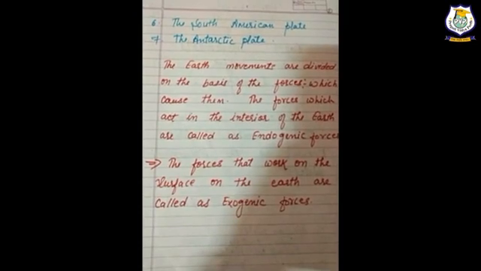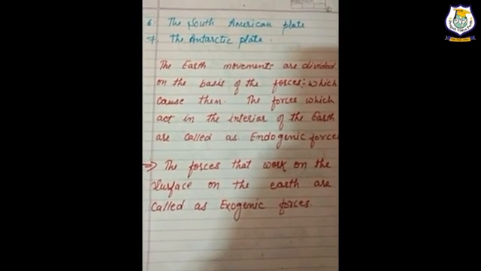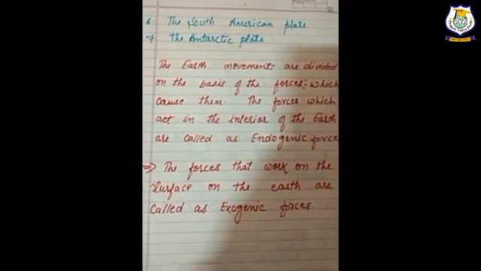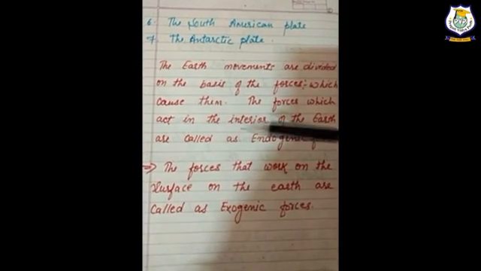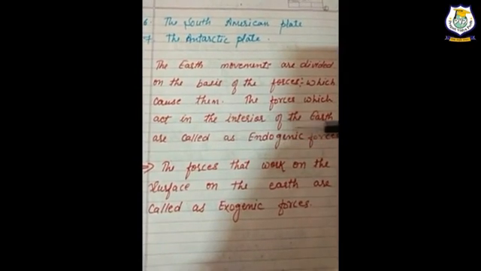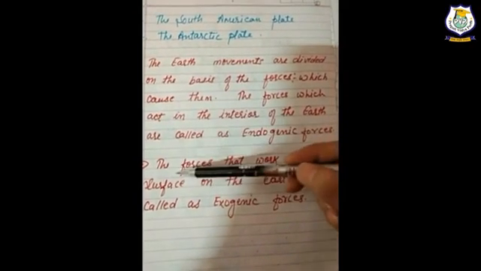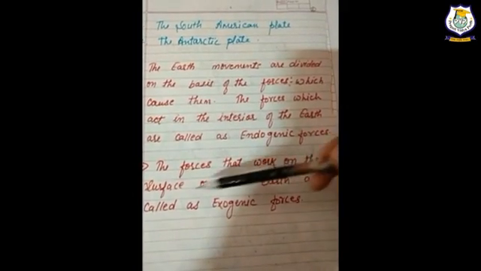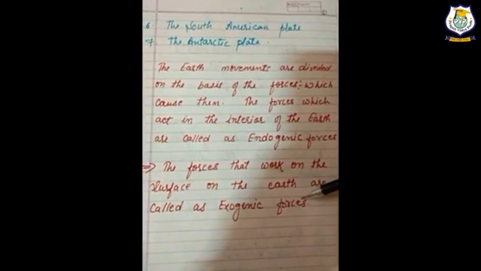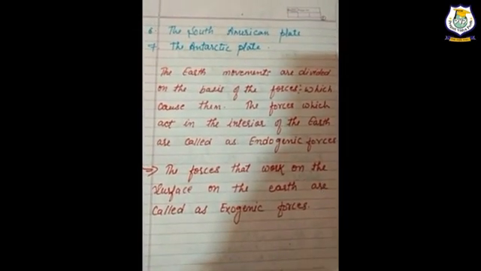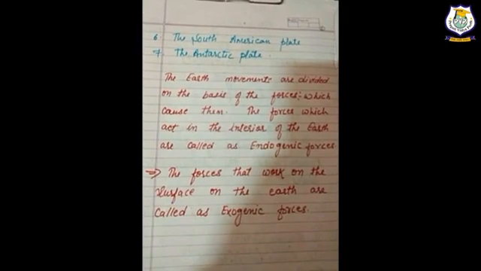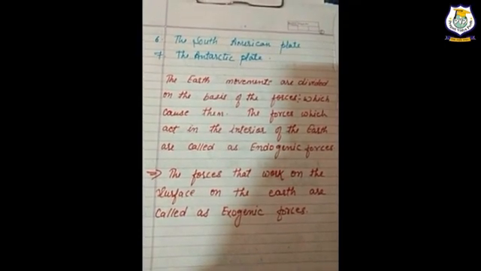The earth movements are divided on the basis of the forces which cause them. These forces which act in the interior of the earth are called endogenic forces, and the forces that work on the surface of the earth are called exogenic forces. Endogenic forces sometimes produce sudden movements and at other times produce slow movements.